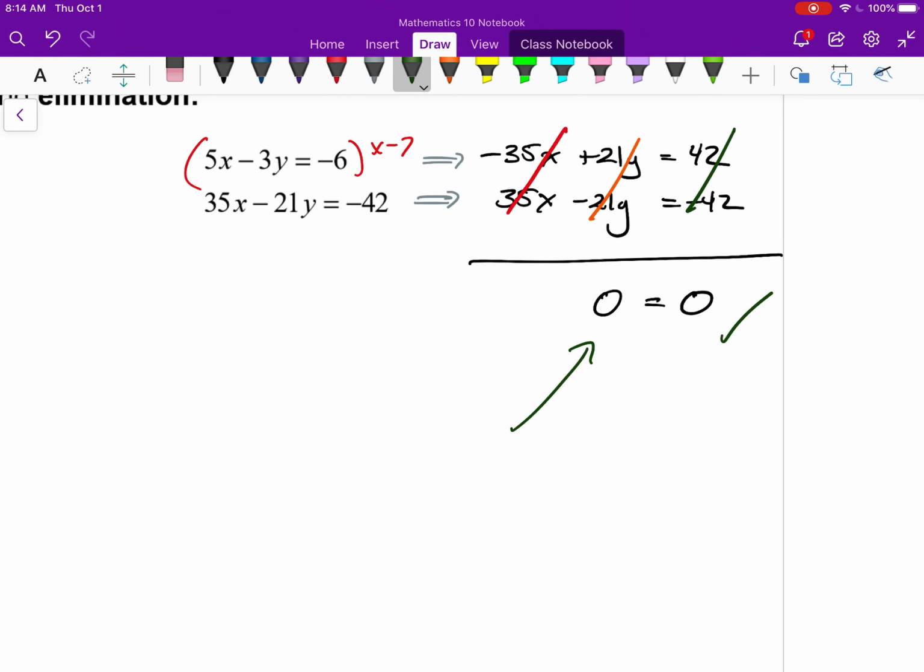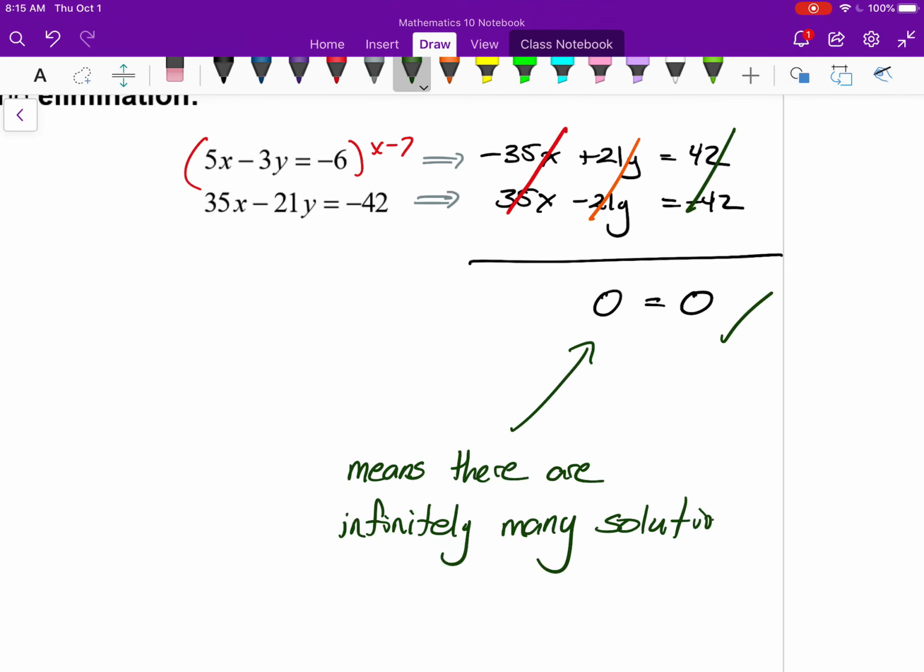So this means, as you can maybe guess, that there are an infinite number of solutions, which means the two lines are on top of each other. So it means there are infinitely many solutions. Or coincident lines, they like to call them in the textbook sometimes. Really, your two lines are the same. If you graph them out, they're exactly on top of each other.